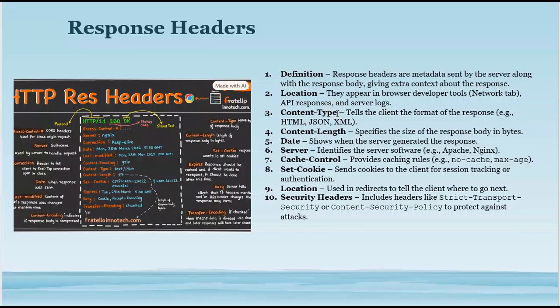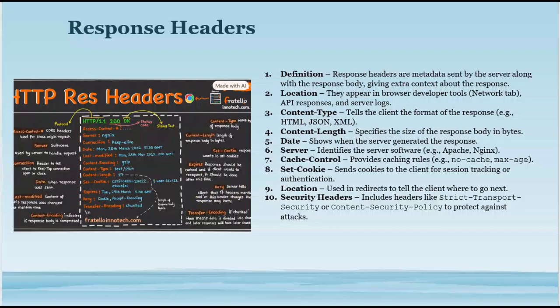Response headers are metadata sent along with the response body. They describe details like content type, content length, caching rules, set cookies, location and security headers. These headers also manage cookies, security policies and server information. Developers inspect them in browser dev tools or API responses, which enables smooth communication between client and server.